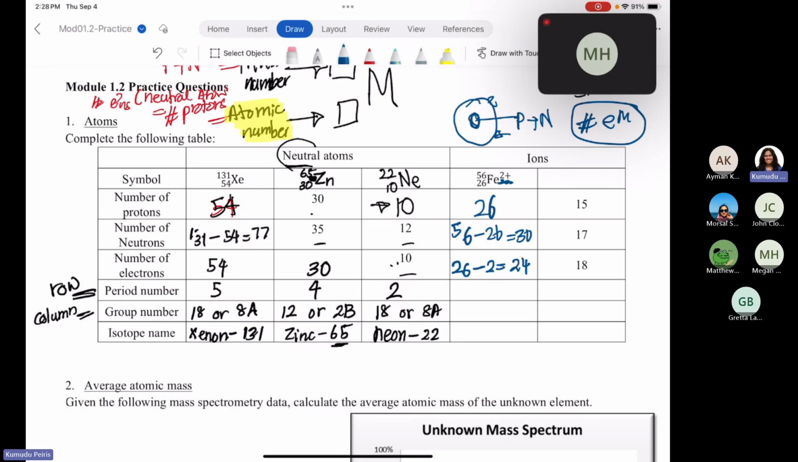Right. When you look at the periodic table, you will find it is located in period 4 and the group number will be 8.